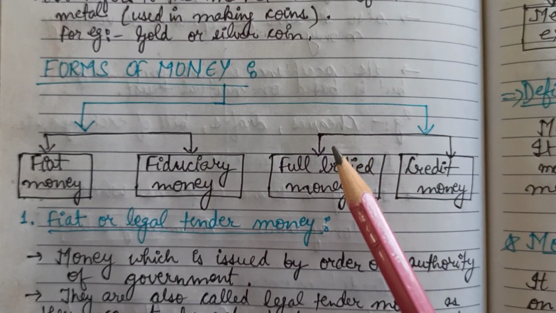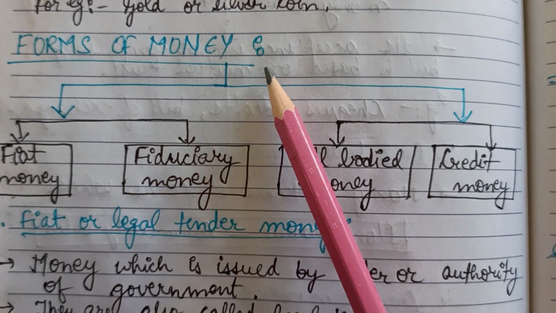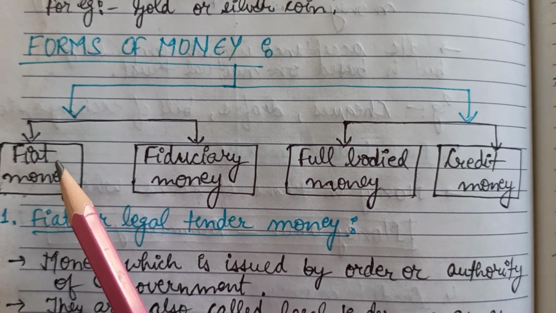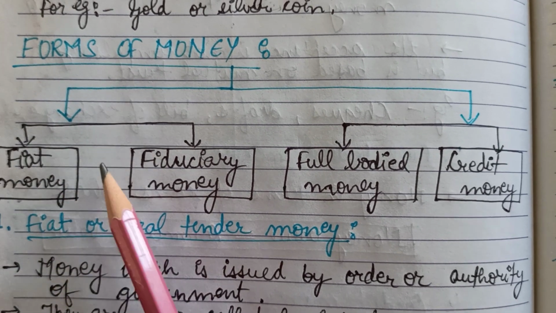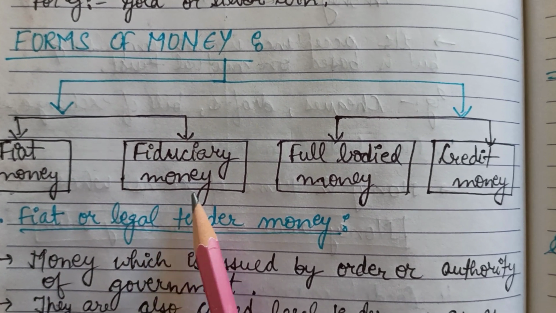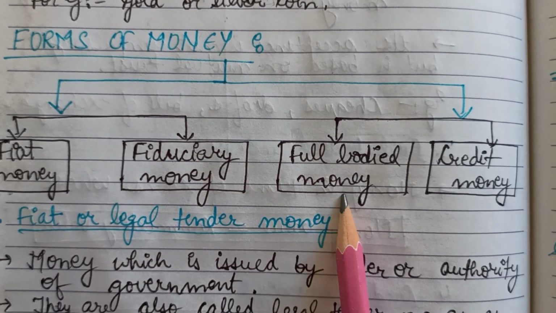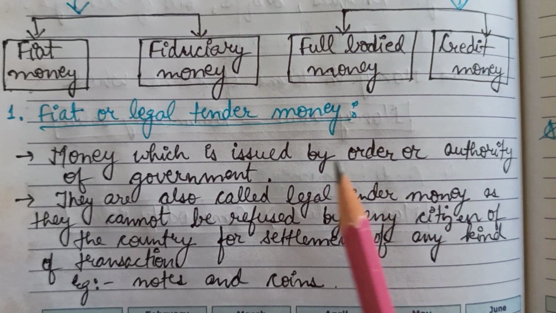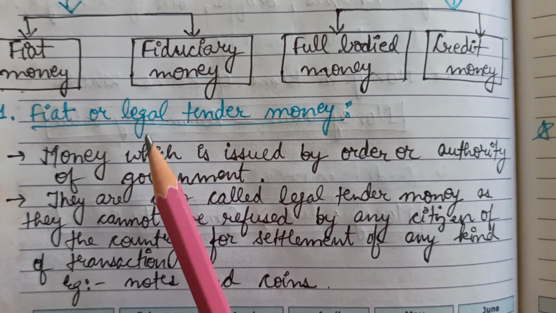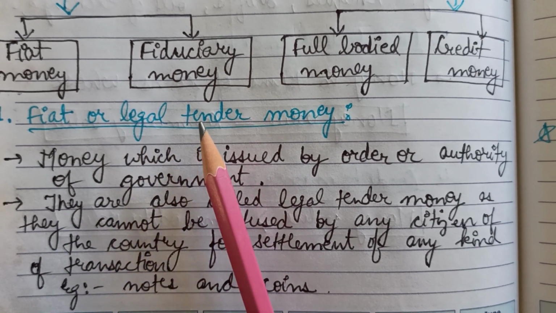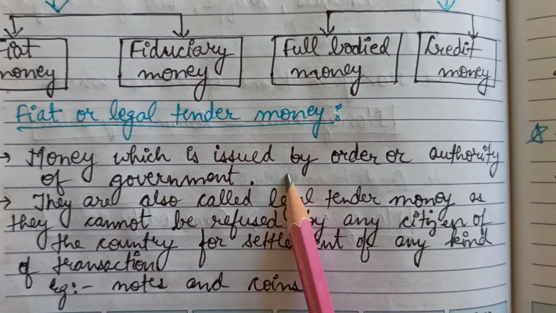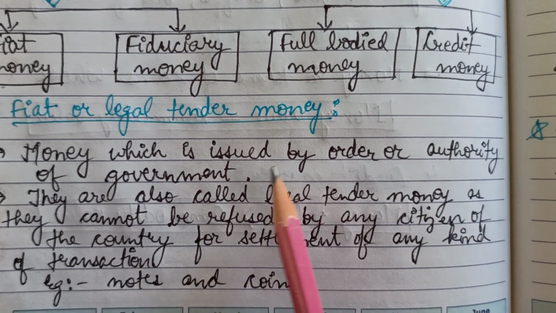So the next topic we are going to study is the forms of money, in which there are 4 forms of money. First one is the fiat money, second one is the fiduciary, then is the full bodied money, and the last one is the credit money. The first one among them is the fiat, also known as the legal tender money. Now it is the money which is issued by order or authority of government.